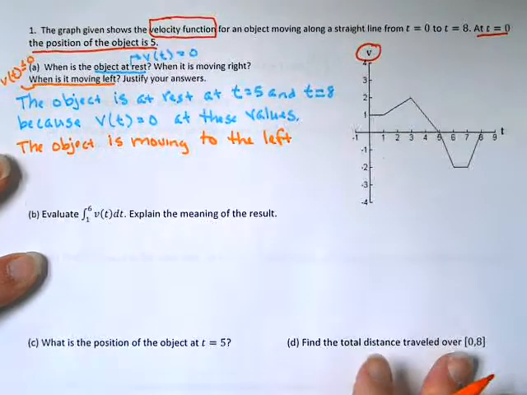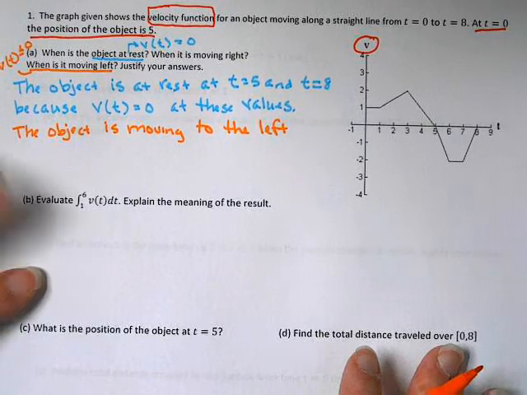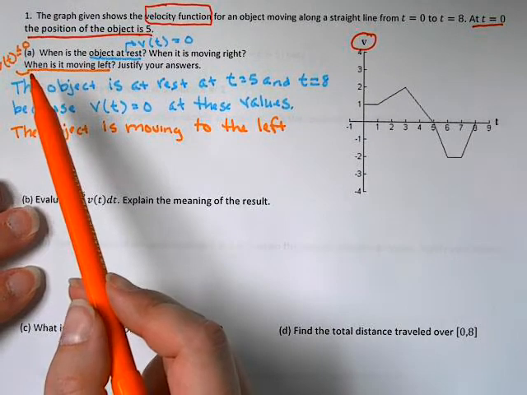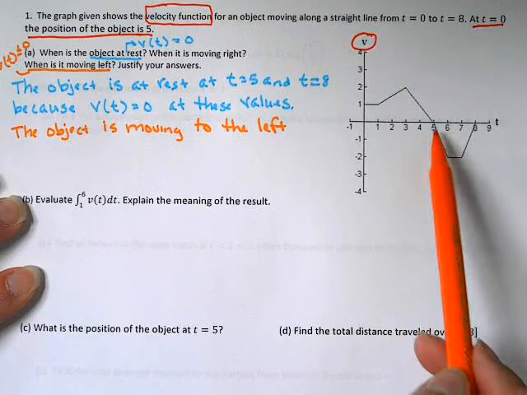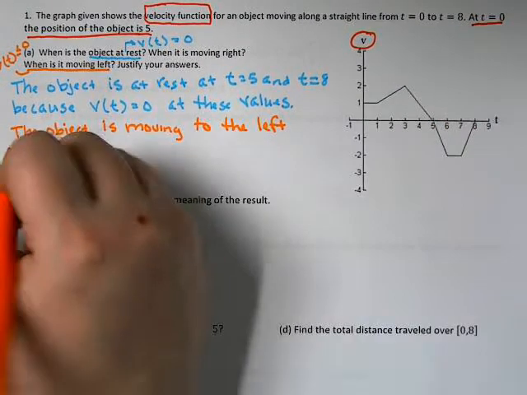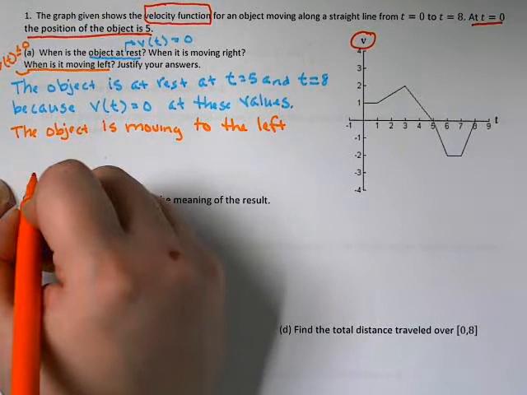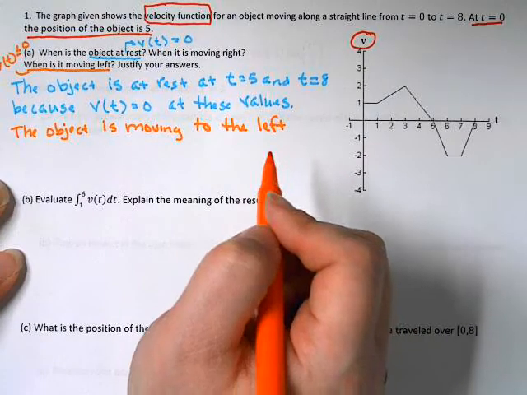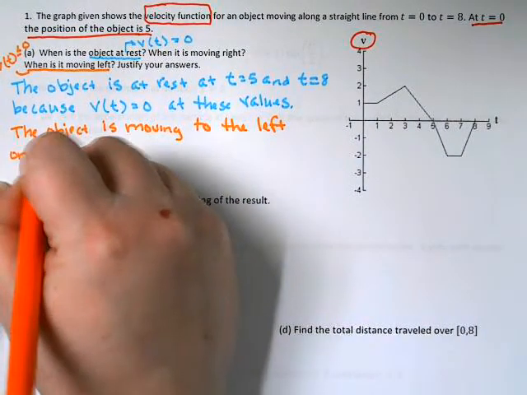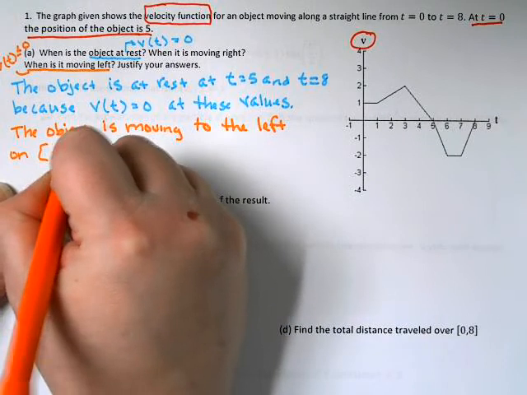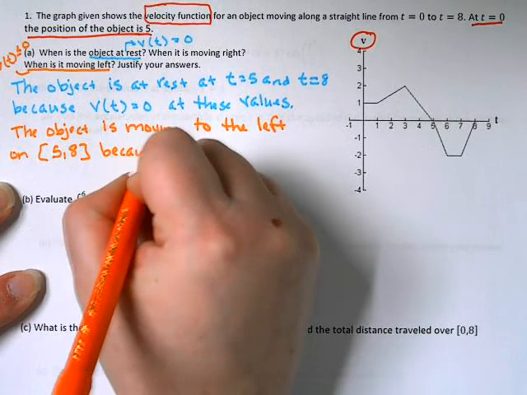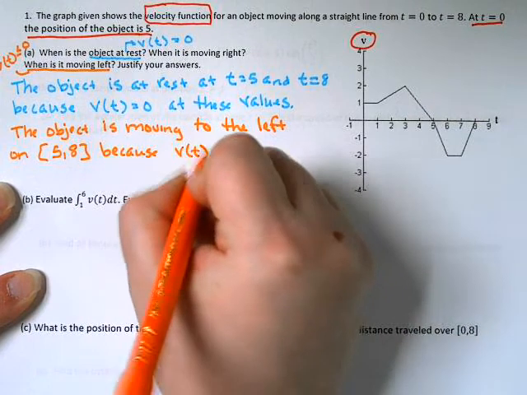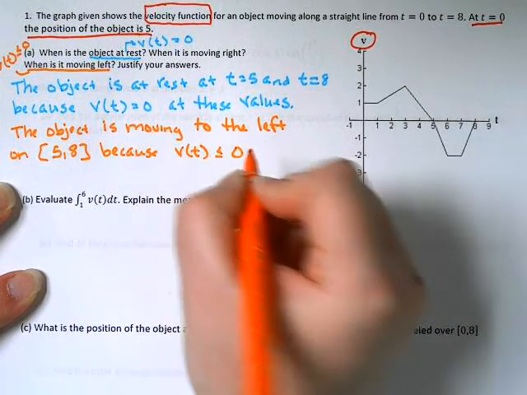All right, well, let's figure out where the velocity is less than or equal to 0. So that means we need anything that is below the x-axis. So from 5 to 8. So the object is moving to the left on the interval 5 to 8 because the velocity is less than or equal to 0.